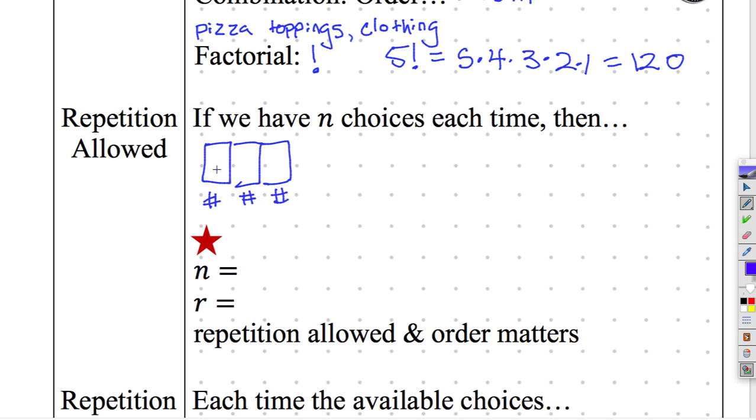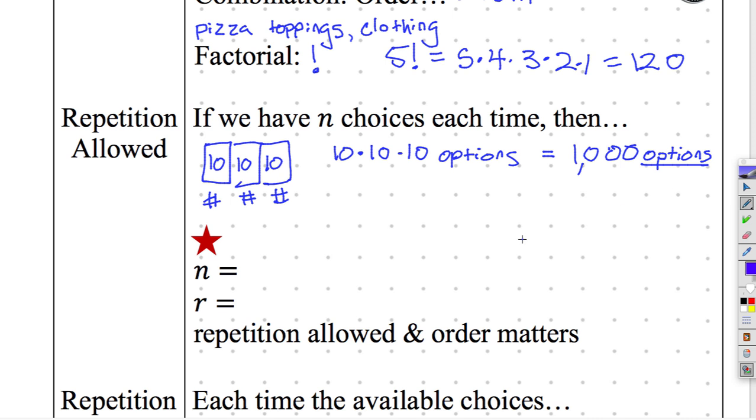How many options do I have for that first number? 10. For the second number? 10. For the third number? 10. So how many options do I have for the entire lock? Do I add them or do I multiply them? It'd be 10 times 10 times 10, which is 1,000 options, one with three zeros. And Rochelle is correct.